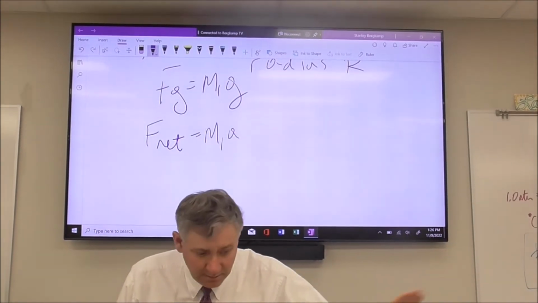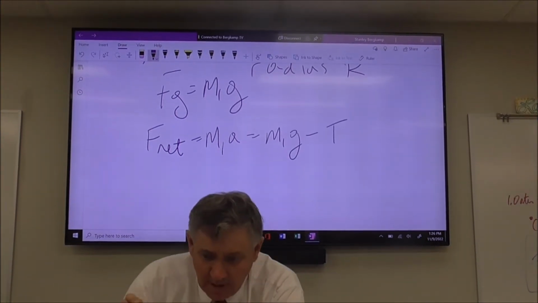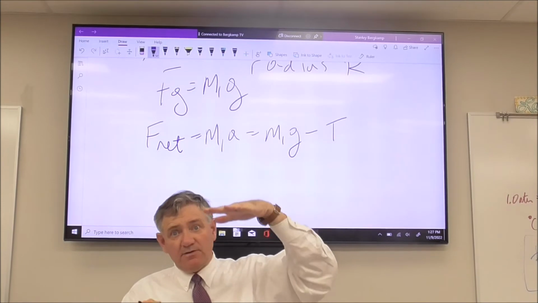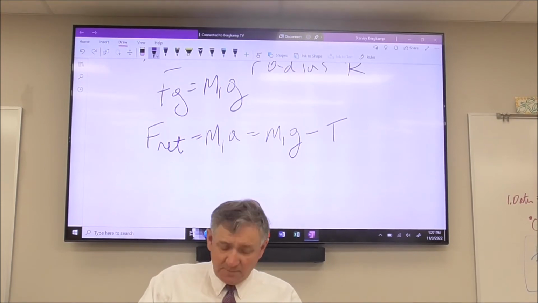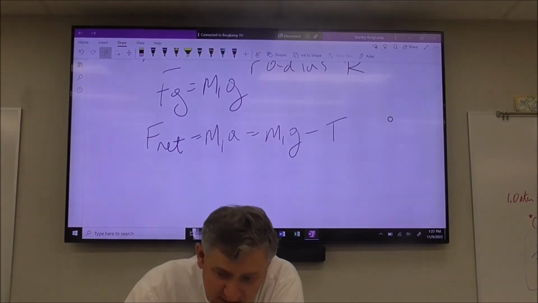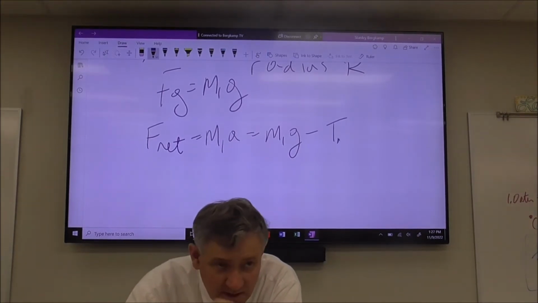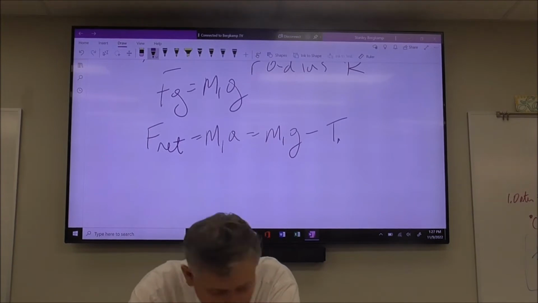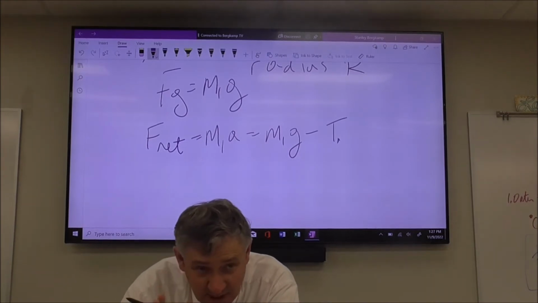So that's going to equal M1G minus tension. Makes sense, because I've got gravity pulling down, and that's bigger than the tension working in the opposite direction. The difference between those two is going to be my net force. So what I want to do is get tension by itself. How can I get tension by itself? And I want a positive T. I'm going to call that T1. I want to get T1 by itself, and I want T to be positive.